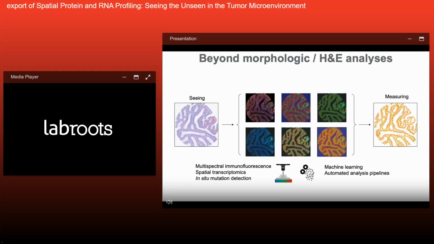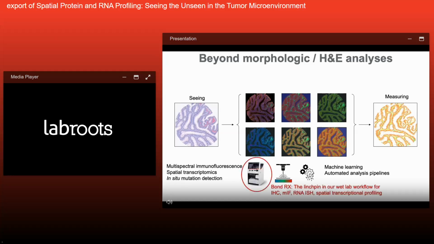We can then apply these assays to tissue and use the output digital images as input into machine learning tools and automated analysis pipelines that allow us to go from simply qualitatively seeing a tissue, as you can see on the left, to measuring it and knowing the identities and the locations of all of the different cells that make up the tumor microenvironment. One of the tools that's really the linchpin for this workflow in the lab is our Leica Bond autostainer. This is the input to almost all of our assays, regardless of whether they're protein-based immunofluorescence, spatial transcriptional profiling, or in situ mutation detection, or even in some cases, classical immunohistochemistry.